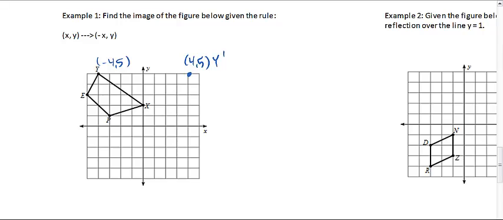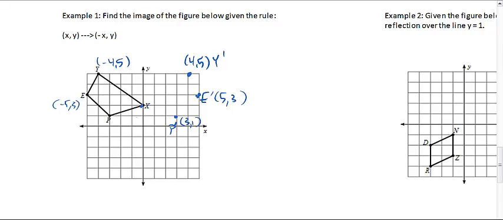X is at (0, 2), and if I change the x-coordinate, it's still at (0, 2). E over here is at (-5, 3), so it should land at positive (5, 3). And P should land over here at (3, 1).